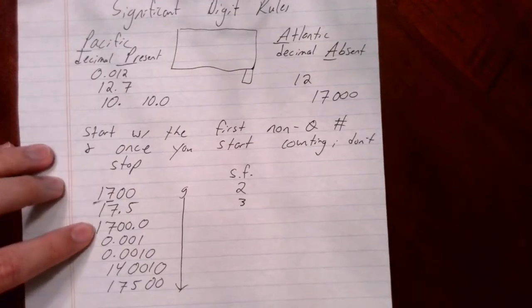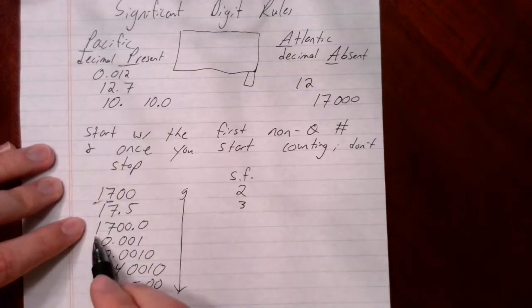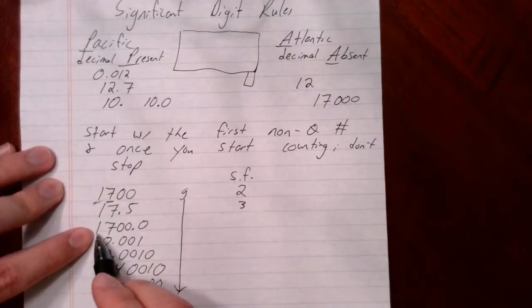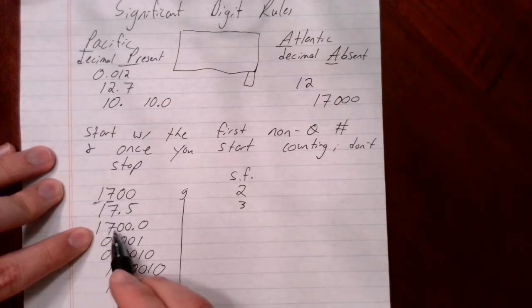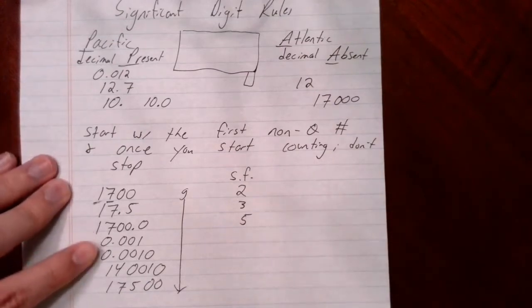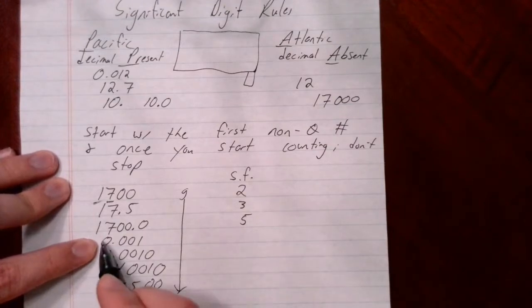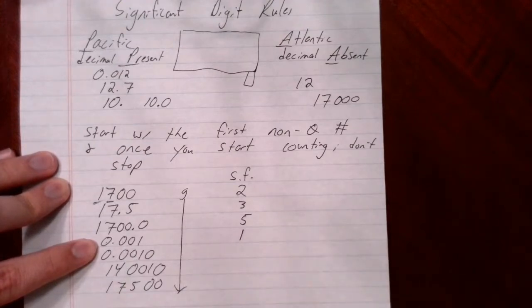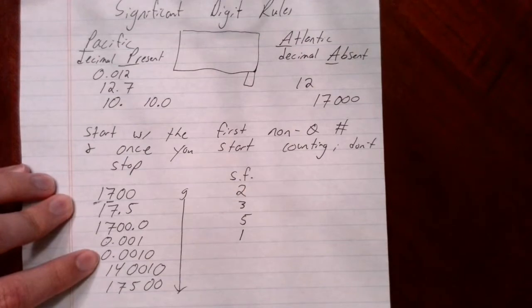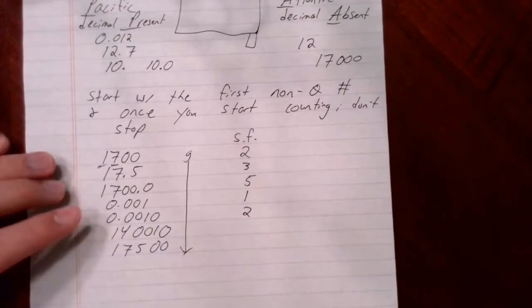The next one, 1700.0. Present, I start on the left side. Start with a non-zero number, 1. Once I start counting, I don't stop. So 1, 2, 3, 4, 5. There are 5 significant digits. Here, present, so I start on the left side. Doesn't count, doesn't count, doesn't count, 1. So there is 1 significant digit. Here, present, P, start on the left. Doesn't count, doesn't count, doesn't count, 1, 2. Once I start, I don't stop. There are 2 significant digits.